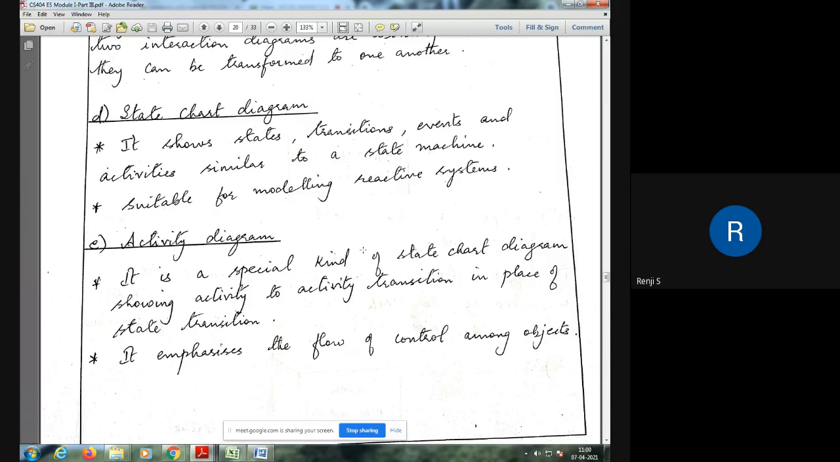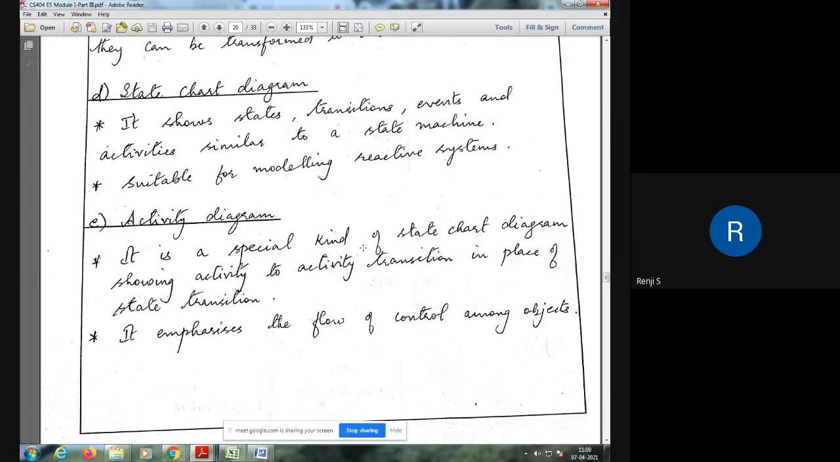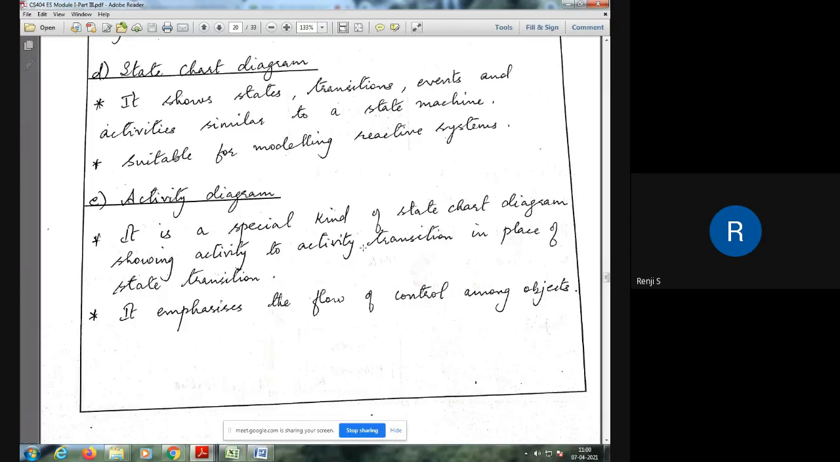It's similar to a state machine which you had studied earlier. There will be states and there will be transitions. And to move from one state to another state, there is an external stimulus occurring in the form of events. Once an event occurs in a particular state, the system will transition itself to another state. And this diagram is used for modeling reactive systems.